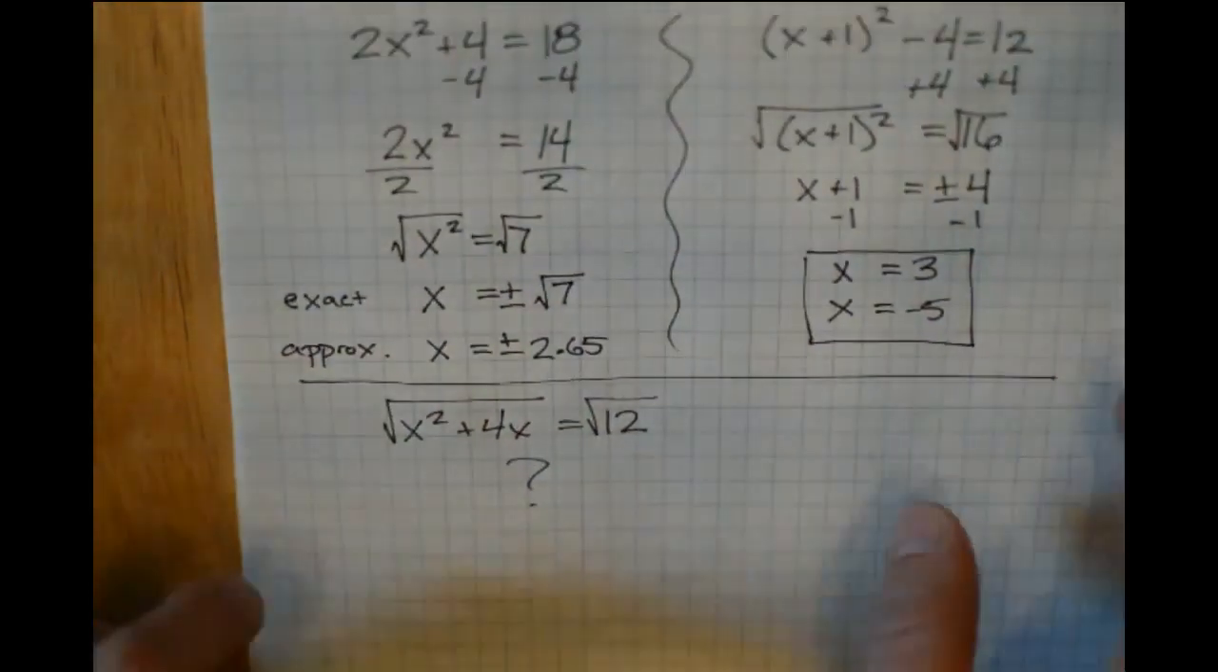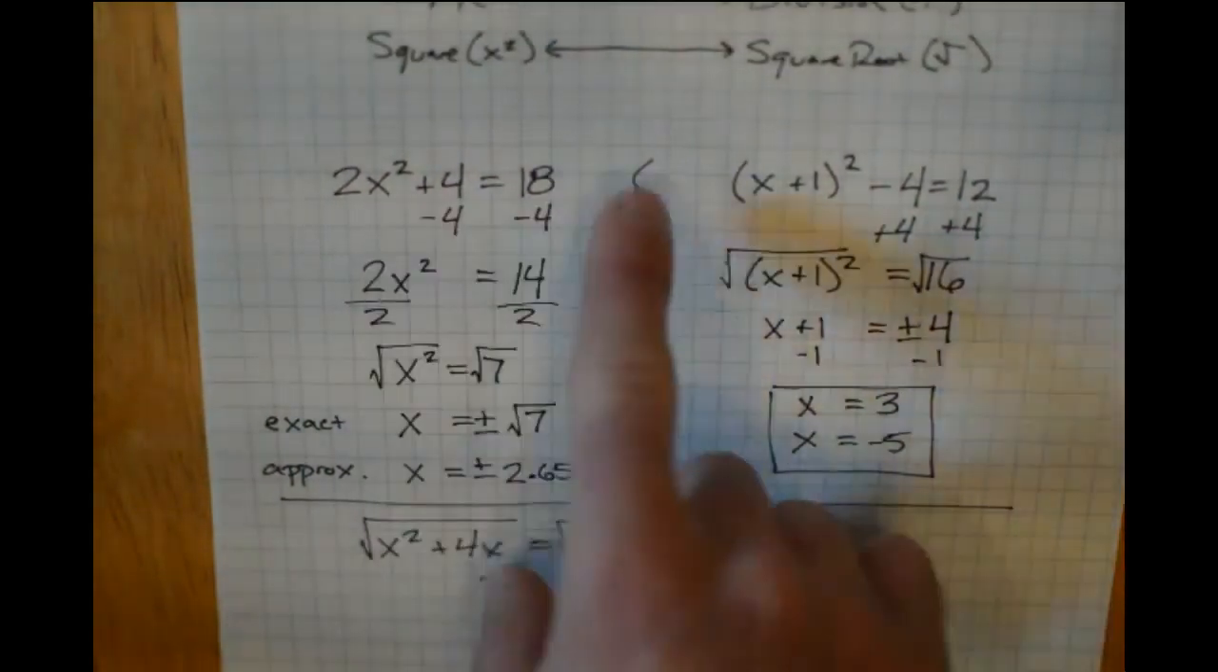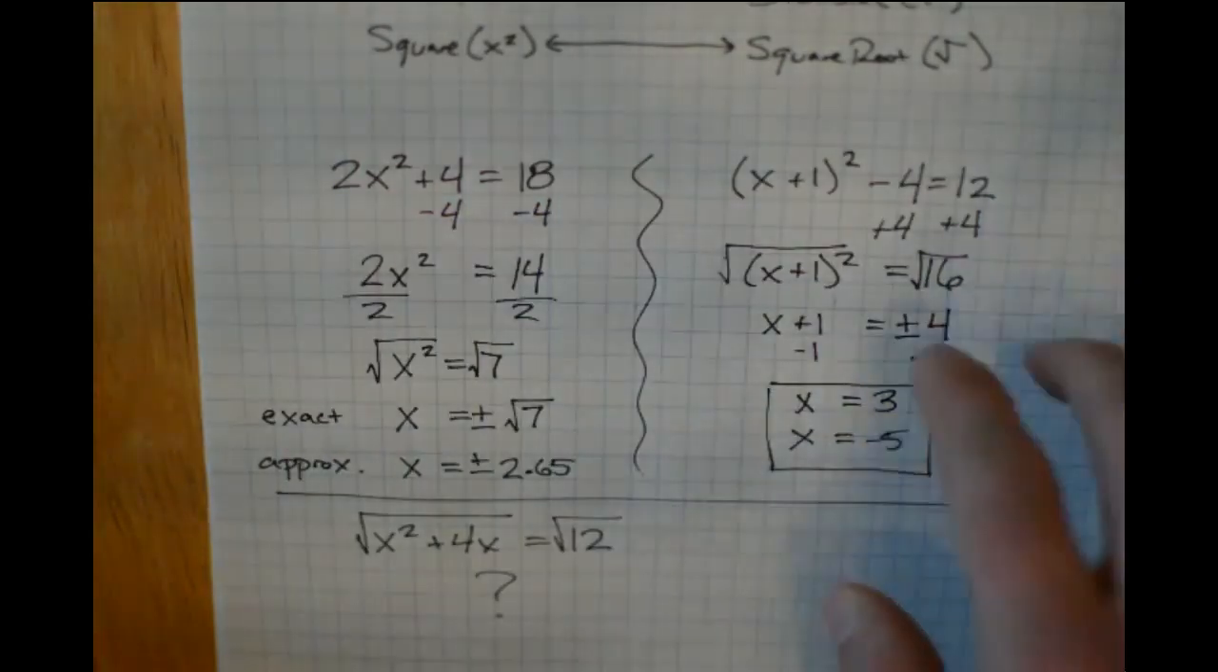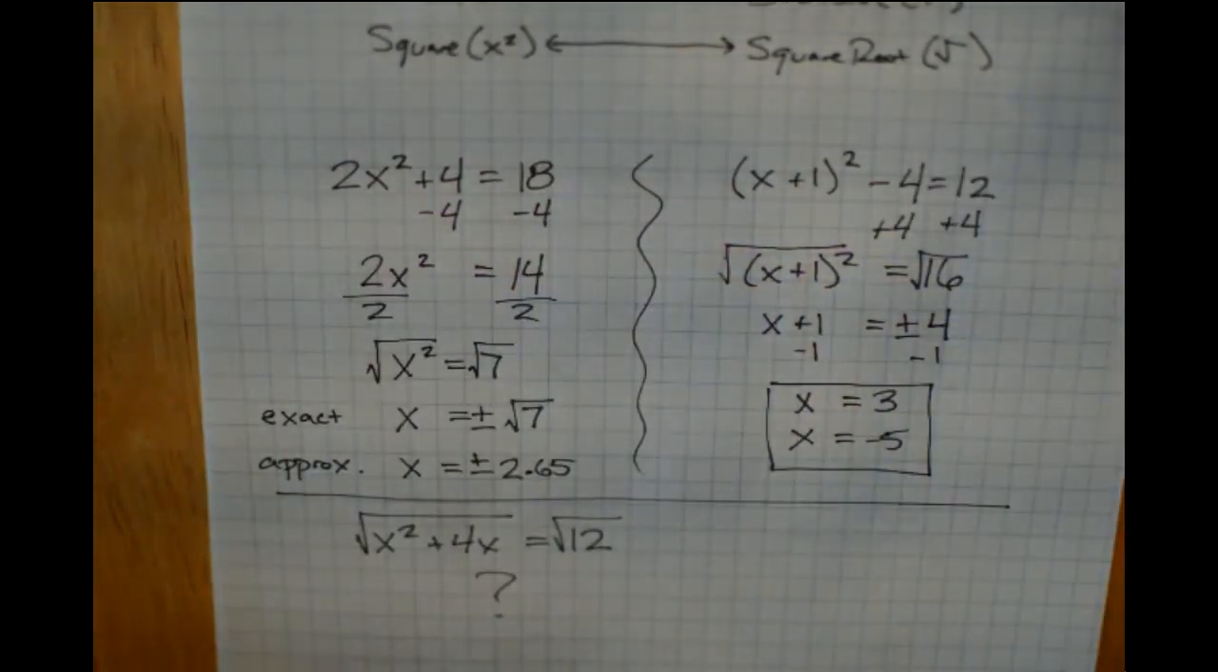What you should be able to do from this one is take an equation that has one thing being squared, no other variables in there, and solve that using square roots.